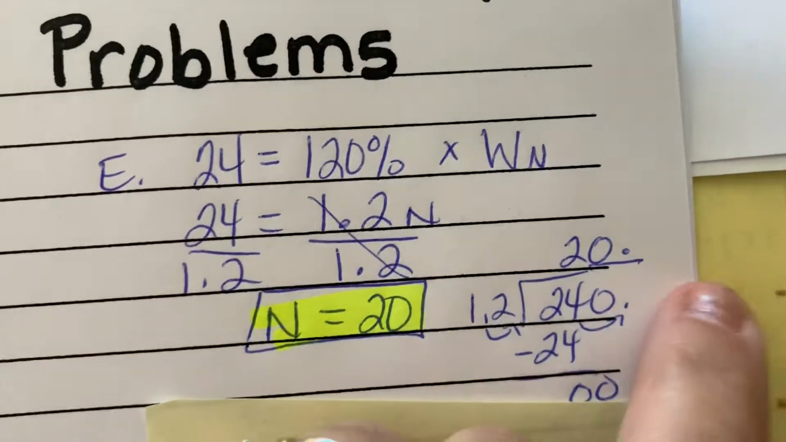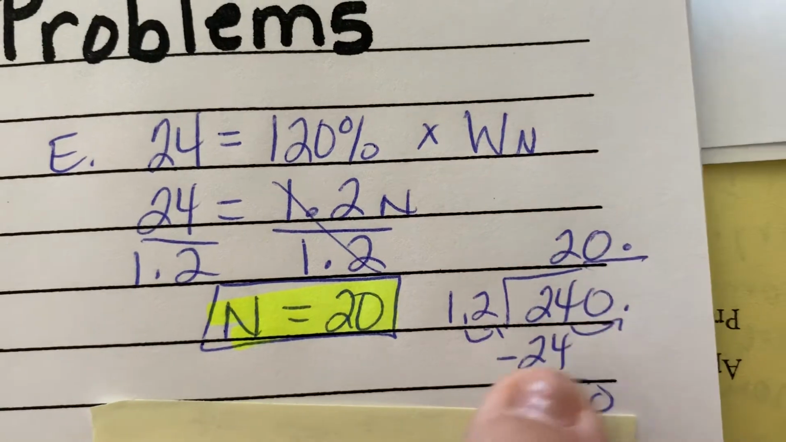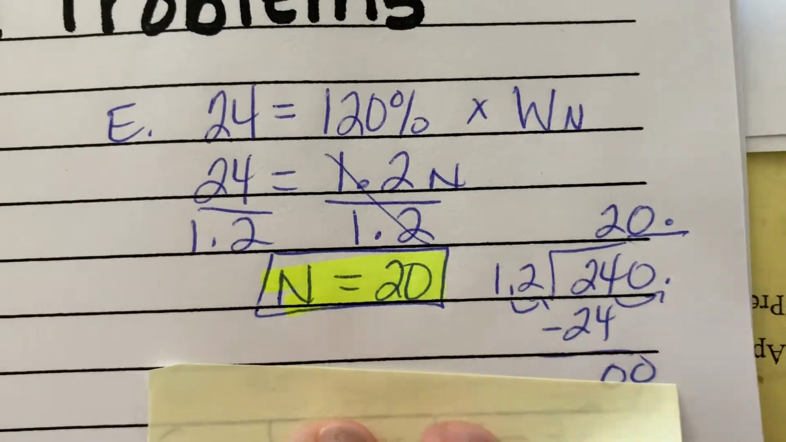Okay, remember here you cannot divide by a decimal. You have to go over, up to make this a whole number of 12. Okay, n is 20.